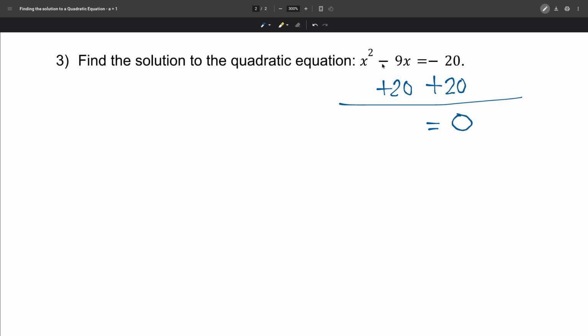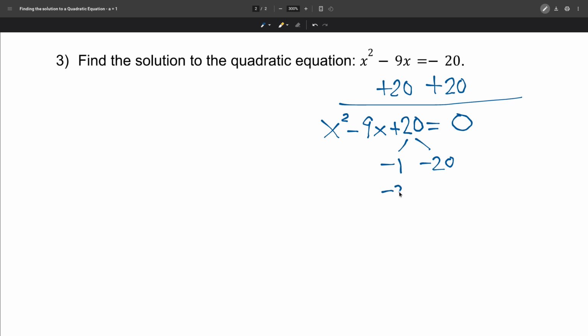Now we can't combine 20 with negative 9x or x squared, so we're going to write this as x squared minus 9x plus 20. Now we have a plus here and a minus here, so we have to have two negative factors. So we're going to list the negative factors of 20. So we can do negative 1 times negative 20. That would give us positive 20, but it adds to negative 21.